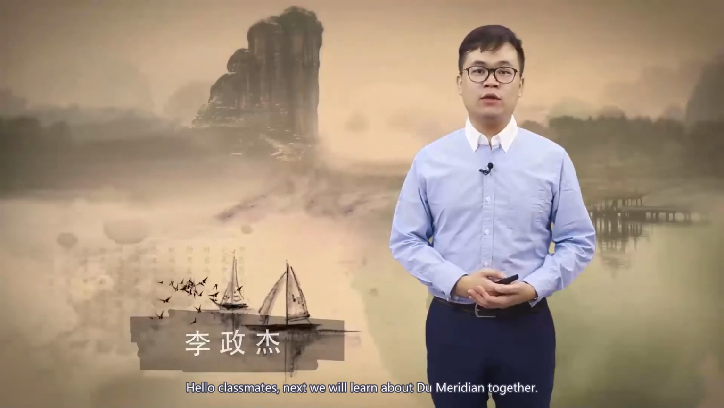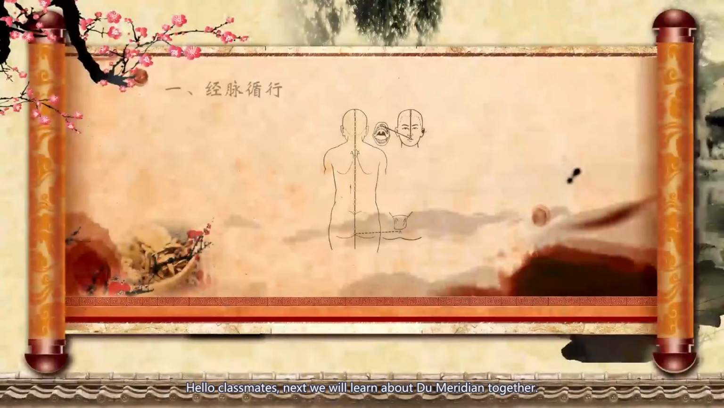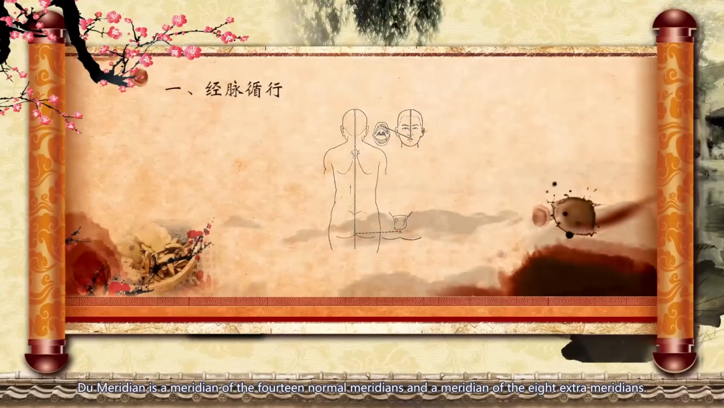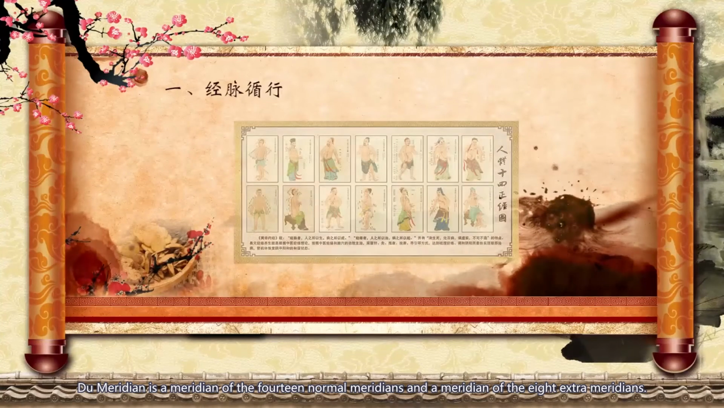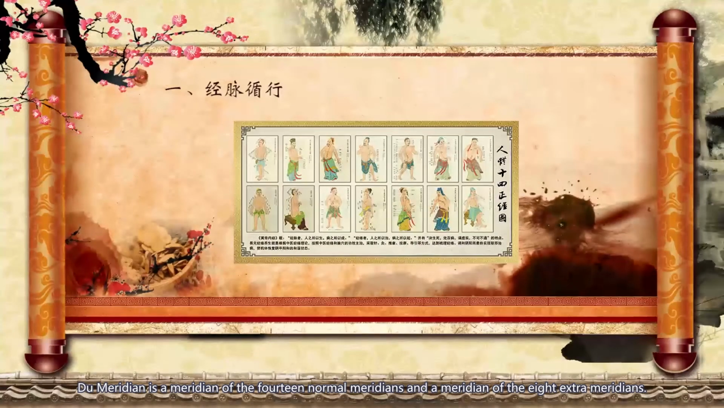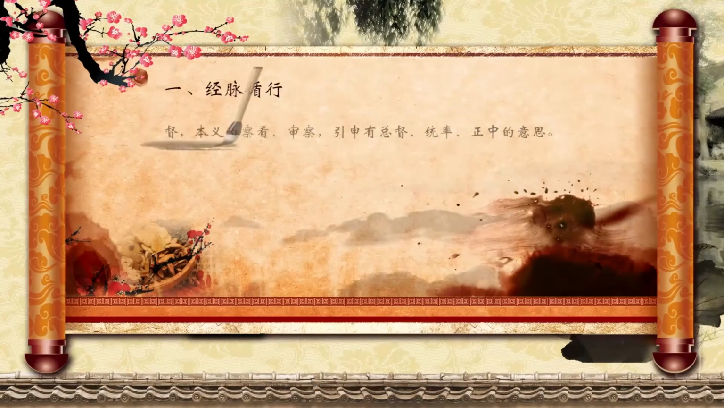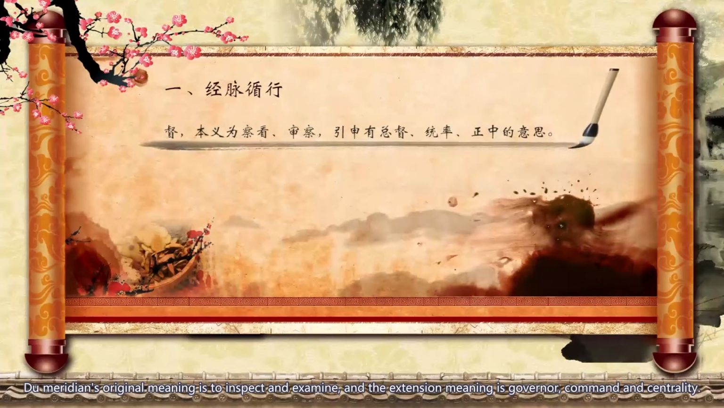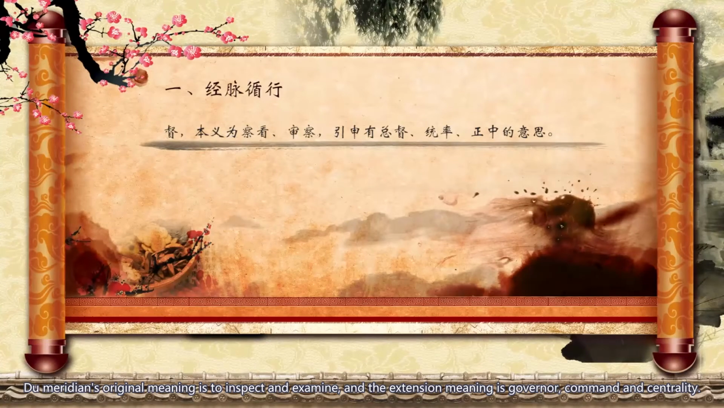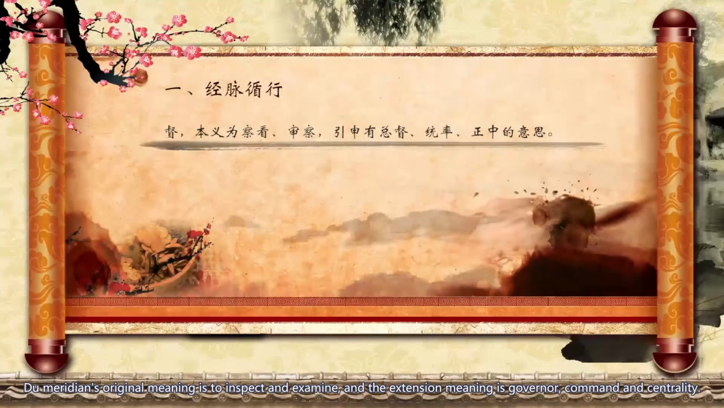Classmates, next we will learn about Du Meridian together. Du Meridian is one of the 14 regular meridians and one of the 8 extra meridians. What does the word "Du" mean? Du Meridian's original meaning is to inspect and examine, and the extended meaning is to govern, command, and centrality.